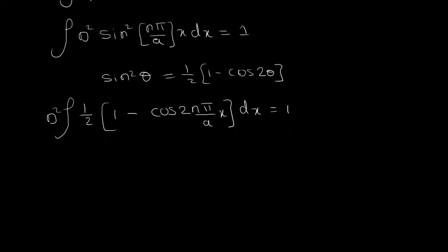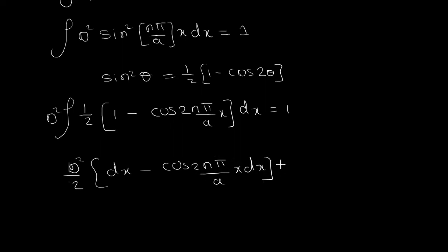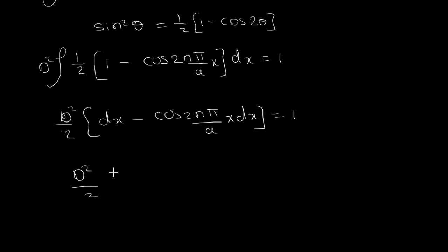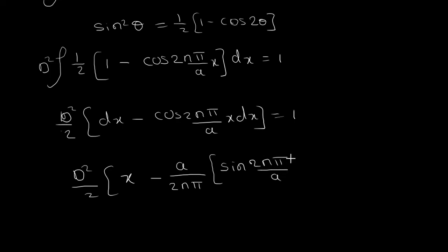Now if I integrate this equation, what will I get? 1 by 2, keep it outside, that means d square by 2 into 1, this dx term will be multiplied here, dx minus cos 2 n pi by a x dx equals 1. Now integrate the equation, we get d square by 2, dx integration will come x, minus cos term will become sine, a by 2 n pi into sine 2 n pi by a x, into the limit 0 to a.